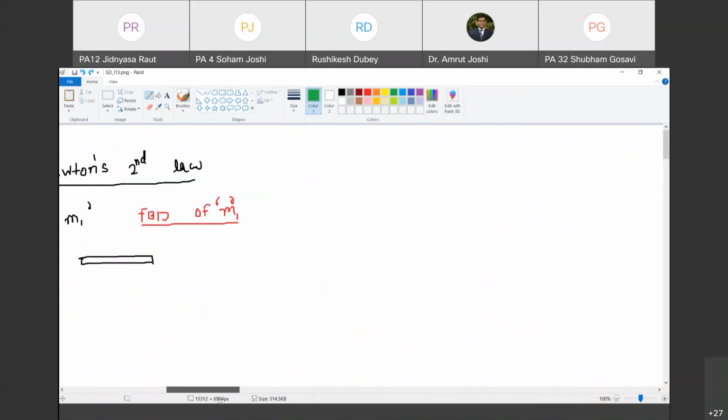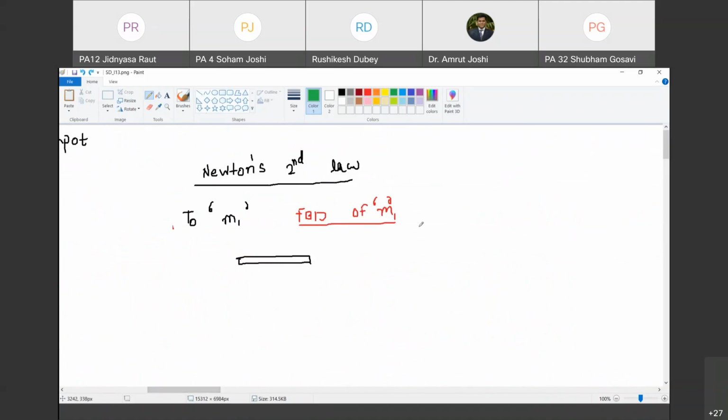And when am I drawing this free body diagram? It is not drawn at an arbitrary instant. It is drawn at a time instant t. Are you with me? So we are drawing the free body diagram of mass m1 at time t. Happy? Yes, sir. Okay.